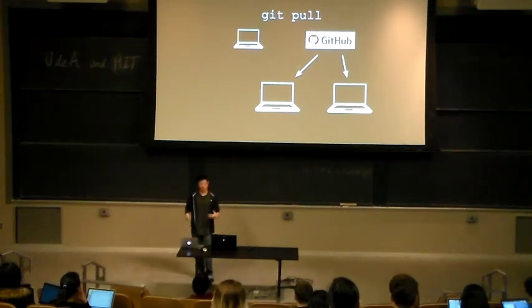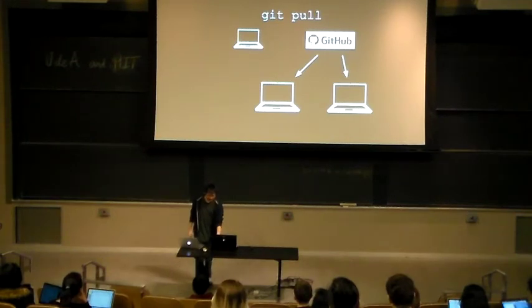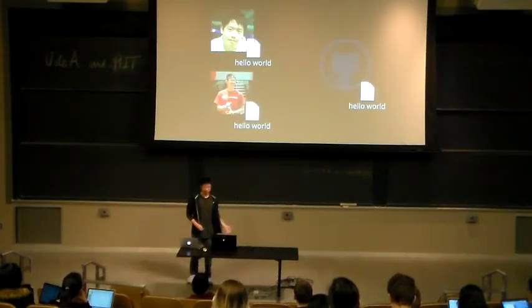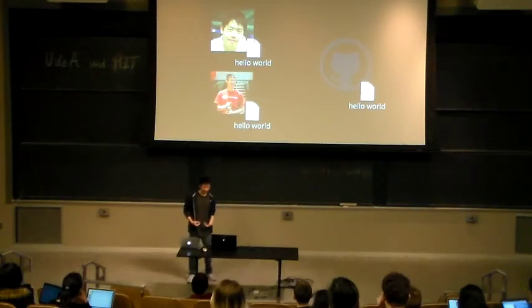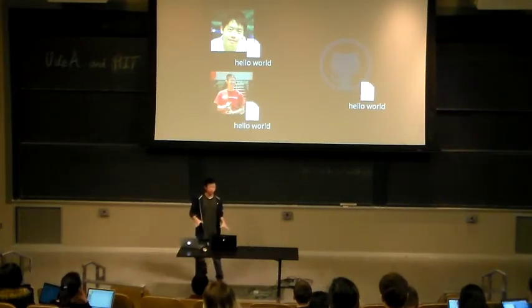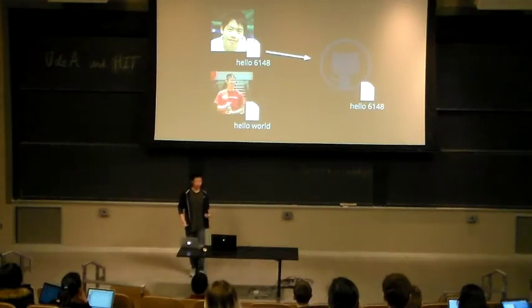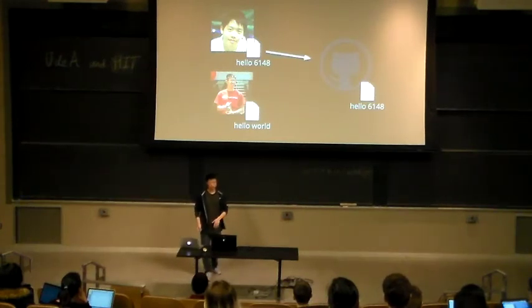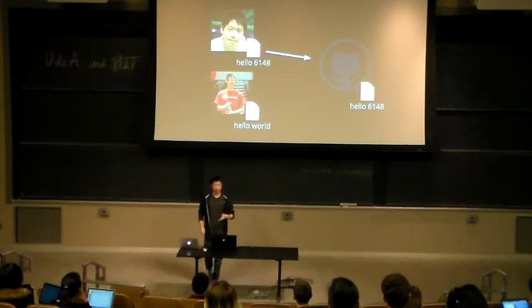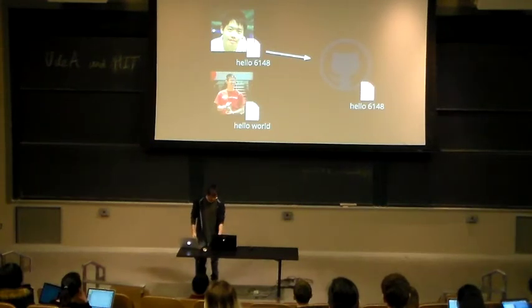Sometimes it happens that Git doesn't really know what to do if you both change the same line. For example, say that Al and I are working together and we're using GitHub this time. We both have this file that says hello world. Okay? So Al makes a change. He changes world to 6148, and then he pushes to GitHub. Now GitHub has the same code as he does, and everything's cool.